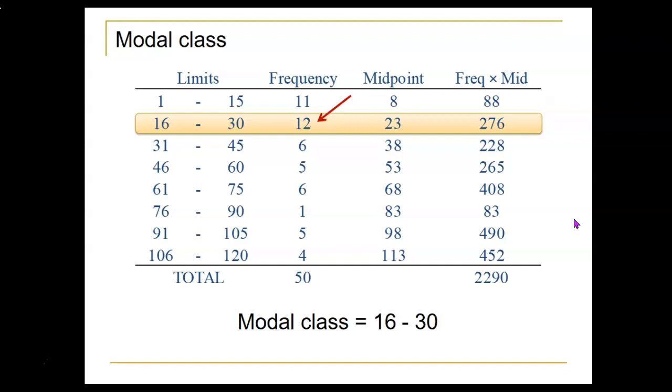Remember, the mode is the most common number if you just have a list of individual numbers. Well, the modal class is the most common class. It's the class that has the most values in it. So there were more numbers that were somewhere between 16 and 30 than there were in any of these other classes. That's why 16 to 30 is the modal class.